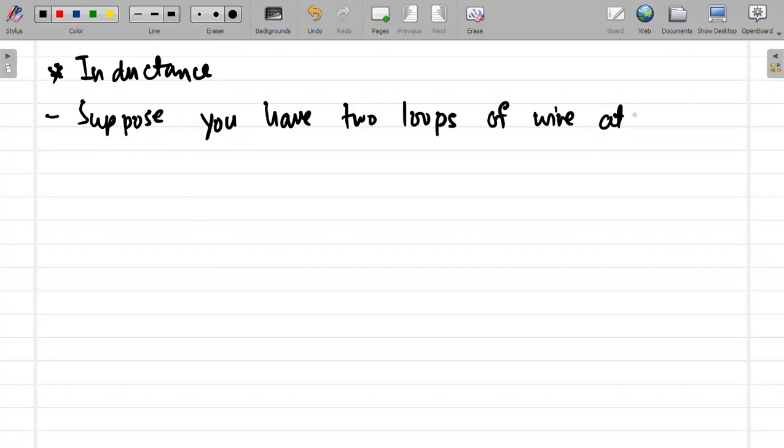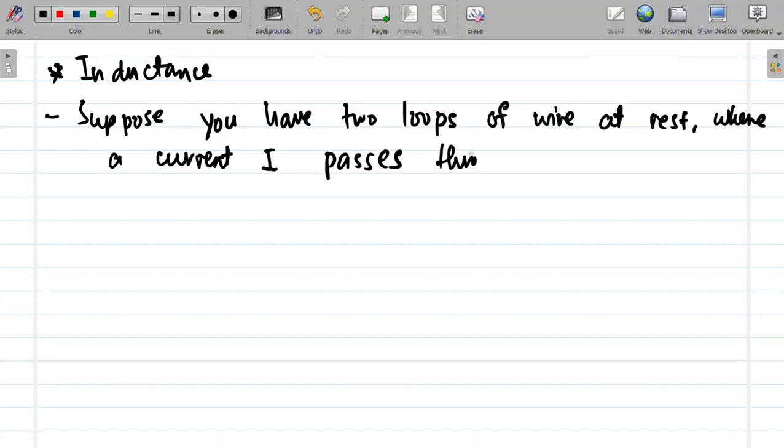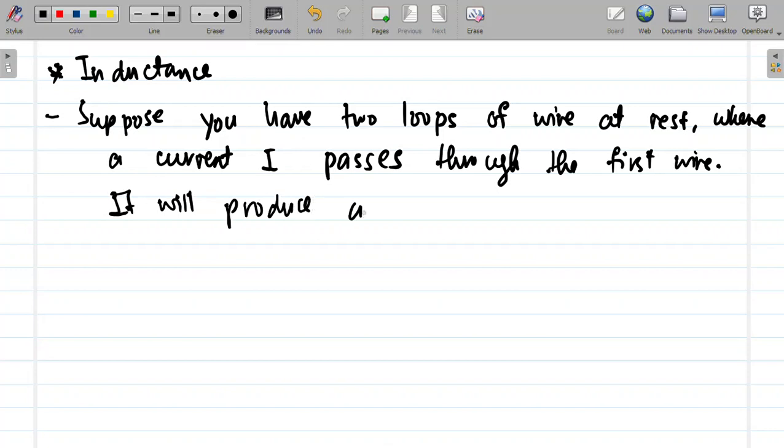Tapos at rest sila. Pero there is a current I1 that passes through the first wire. So it will produce a magnetic field B1. Di ba, current carrying wire siya. So, current carrying wires will produce magnetic fields. So in this case, B1.